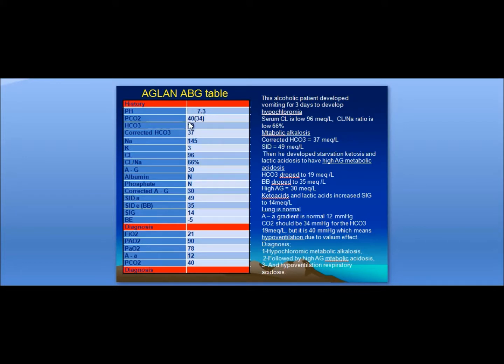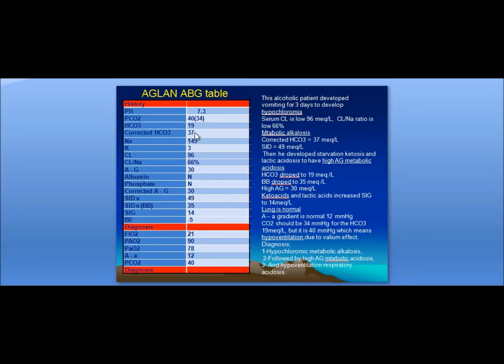Then come to the second item, which is chloride. Here the chloride items: serum chloride is 96, it's low. The ratio between chloride and sodium is 66, normal is 74, so this is not a dilution, this is hypochloremia. When we come to the strong ion difference, it is more than 40, so this is hypochloremic metabolic alkalosis. Come to the corrected bicarbonate, 37. So this patient developed vomiting to have hypochloremic metabolic alkalosis.